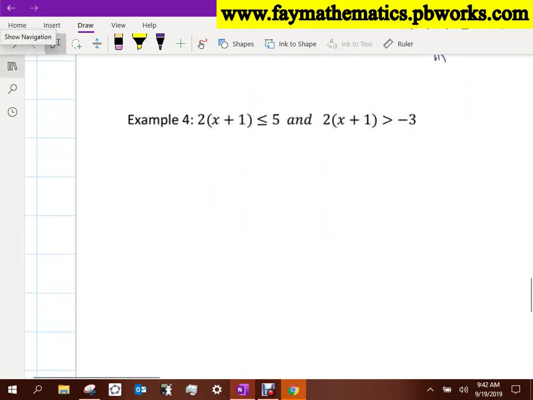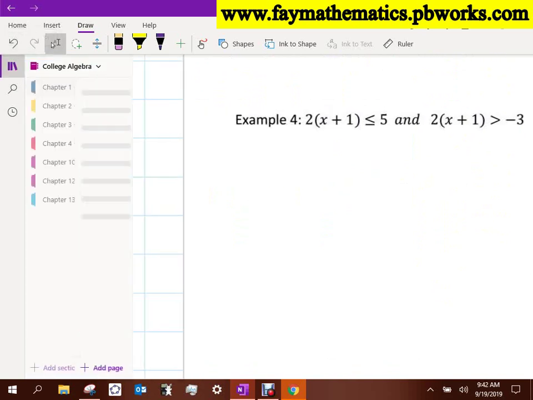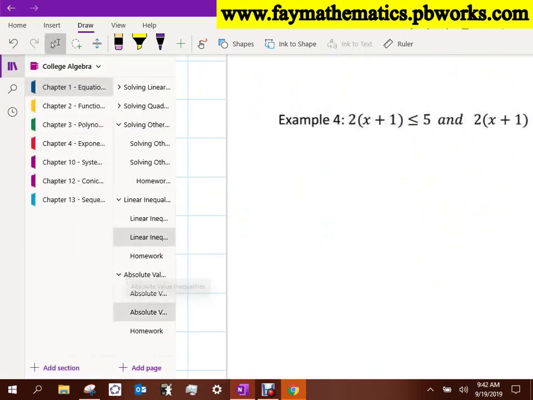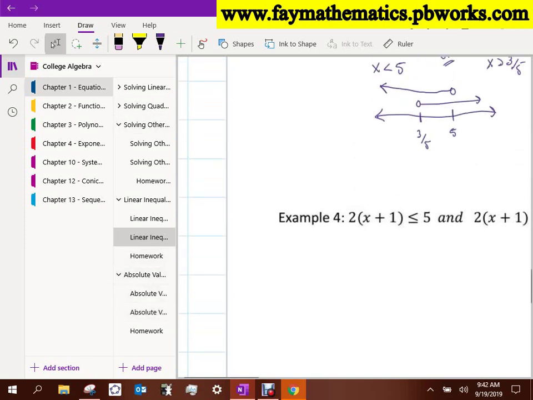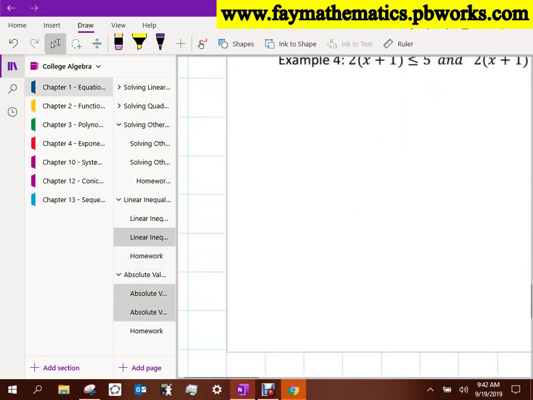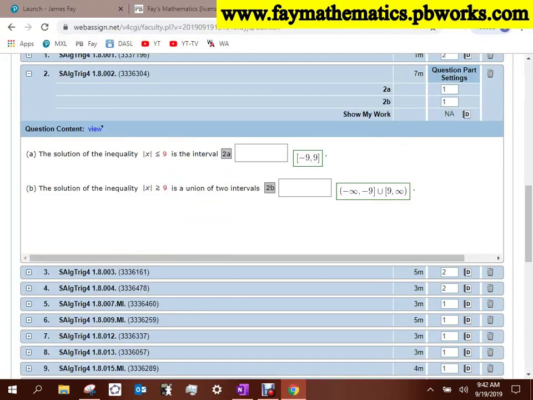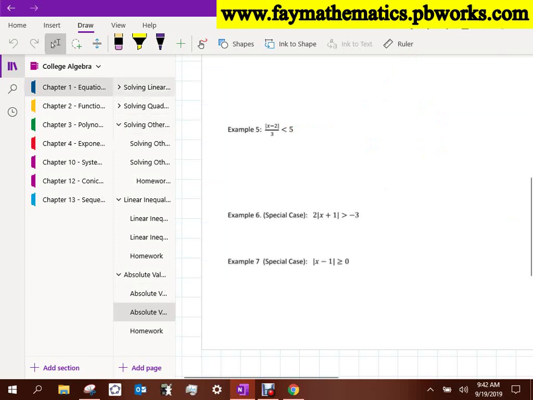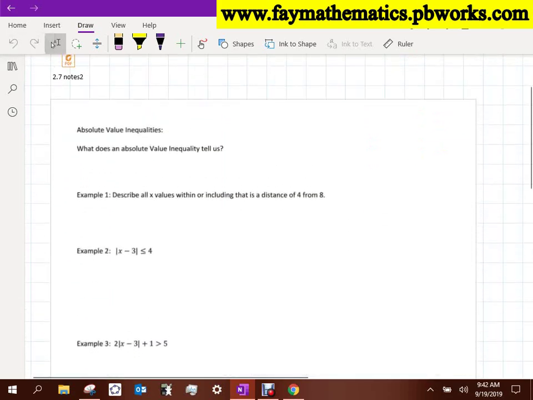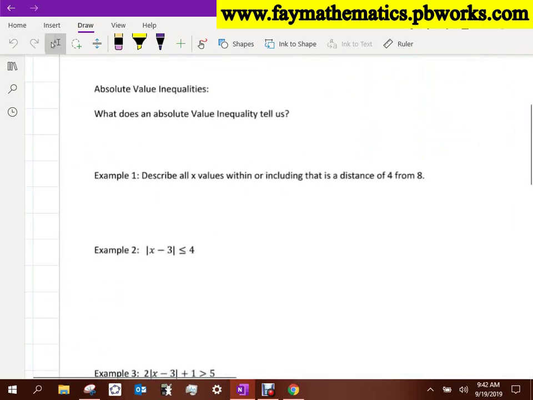Okay, so if we understand those ideas of compound inequalities, that's the backbone for what I really want to get into, and it is absolute value inequalities.